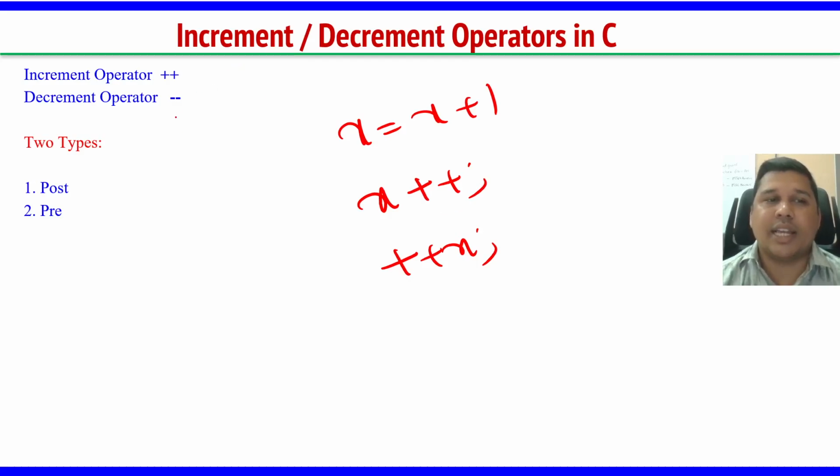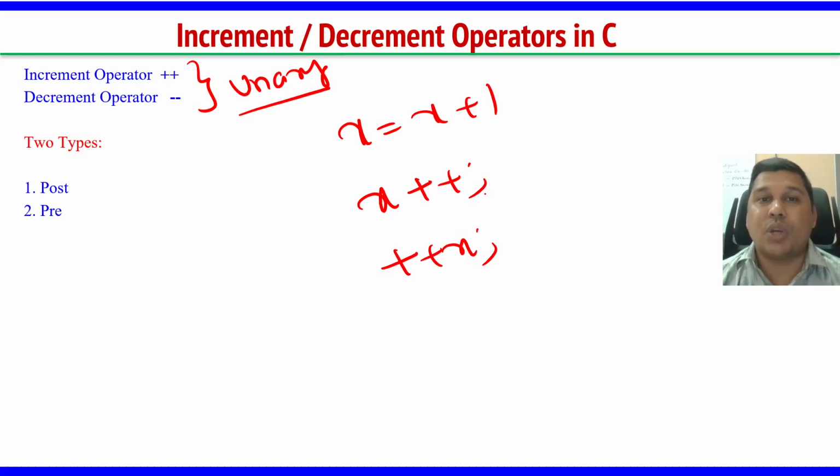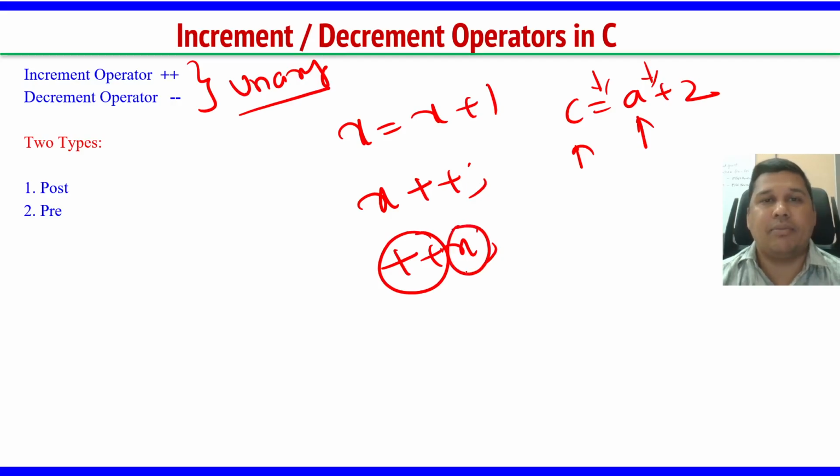That is why increment decrement operators are called unary operators. Unary means it requires only one variable. If you want to do c equal to a plus 2, I need two variables here, a and c. Those are binary operations, whereas these are called unary because there is only one operator and one variable. This is considered one operator. It is not two separate plus signs. When they are written together, it becomes a single operator. That is why these are called unary operators.